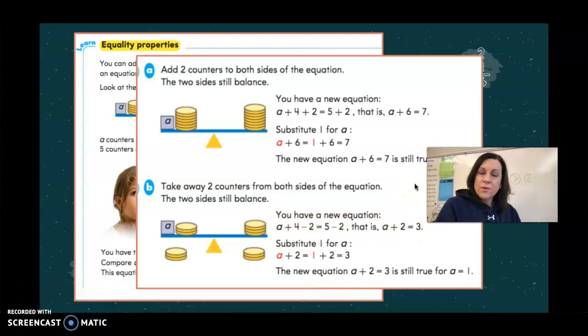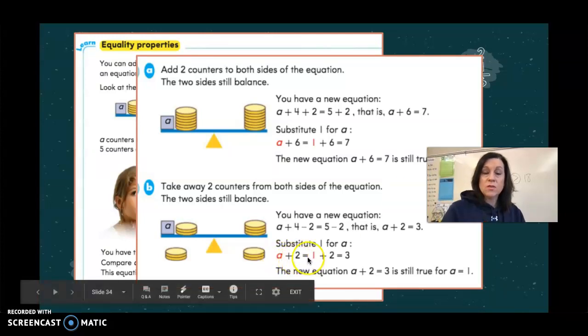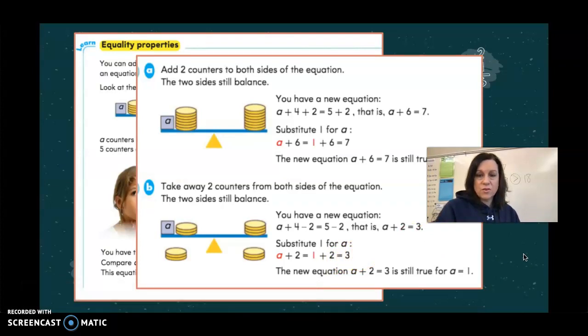So how would we make those equal? Yes, we'd have to substitute 1 for A. So A plus 2 equals 1 plus 2, which equals 3. So the new equation, A plus 2 equals 3, is still true when A equals 1.